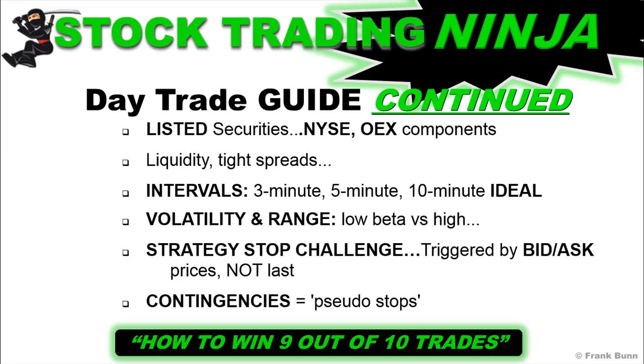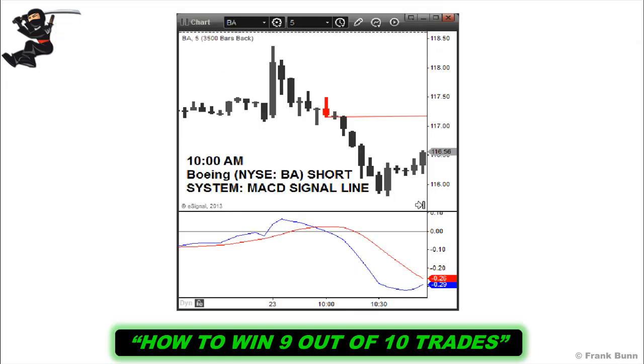The strategy stop challenge is that many brokers and exchanges trigger stops based on the bid and ask prices, not the last trade. This presents a challenge given that the strategy stops into positions, so tight spreads are a must. I have also experimented with contingency orders in the form of pseudo stops, now available through many online brokers. There are additional tools available in more advanced commercial level 2 programs such as DAS or Realtick. Let's take a look at a few examples.